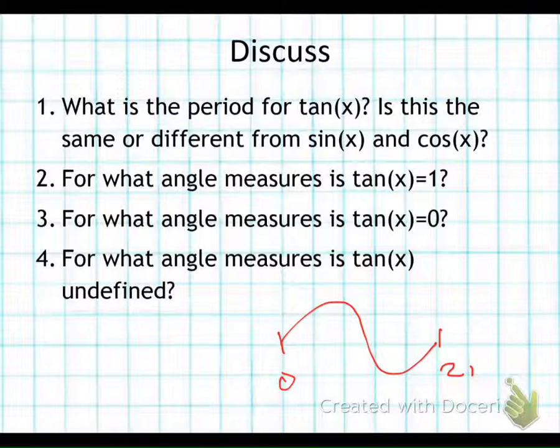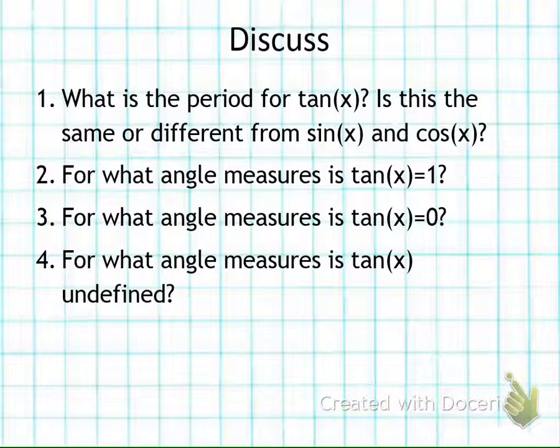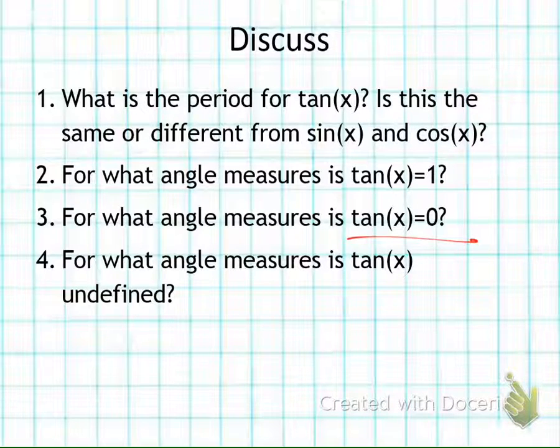What angle measures is tangent equal to 1? That happens at pi fourths, or 5 pi fourths. Then that repeats again once you go into another period of the function. So it'd be 1 here, and 1 here, and 1 here, and so on. Tangent x is equal to 0 at anything that is a straight multiple of pi: 0, pi, 2 pi, 3 pi, 4 pi, 5 pi, and so on. Those are the values where tangent's equal to 0.